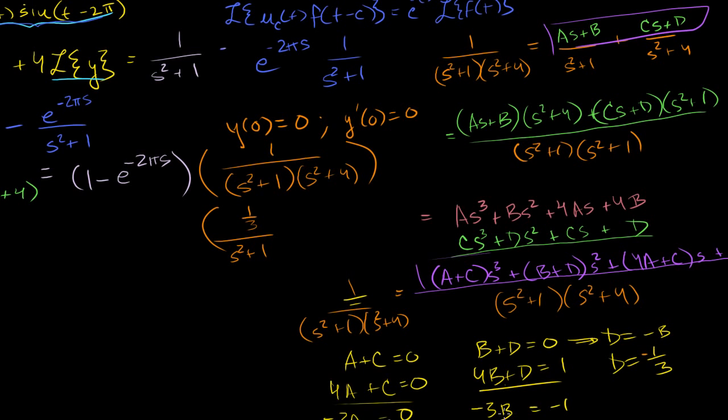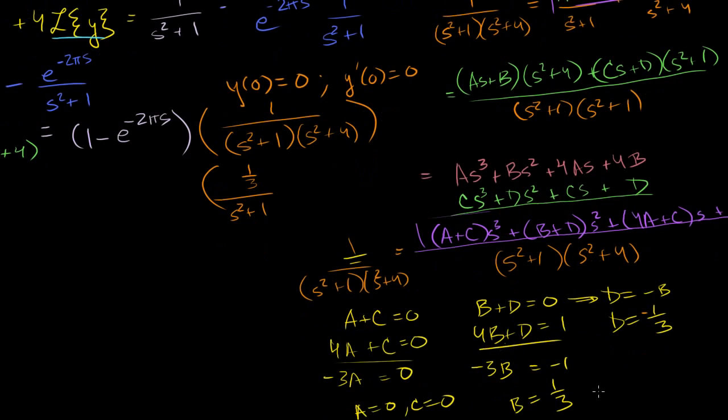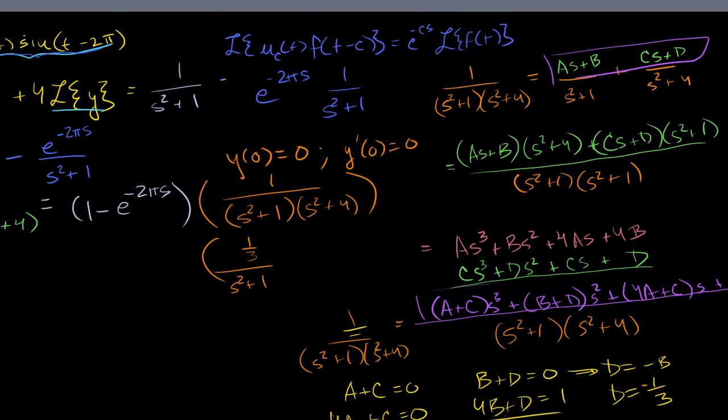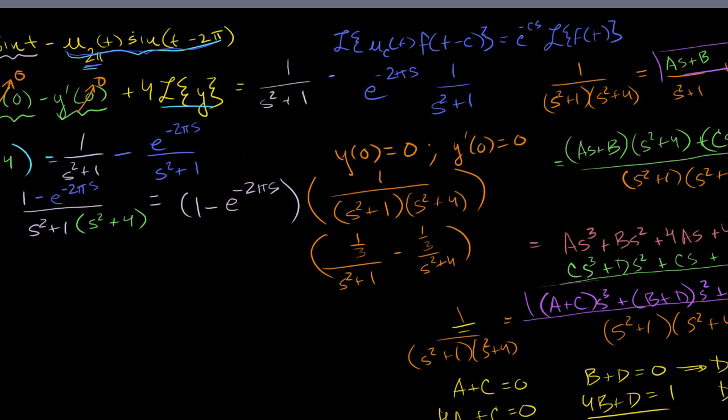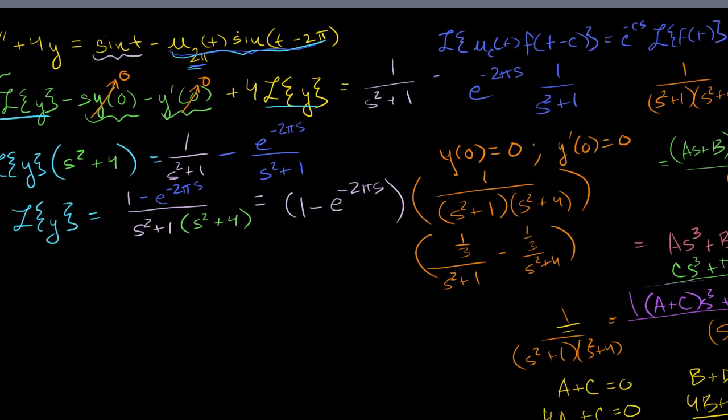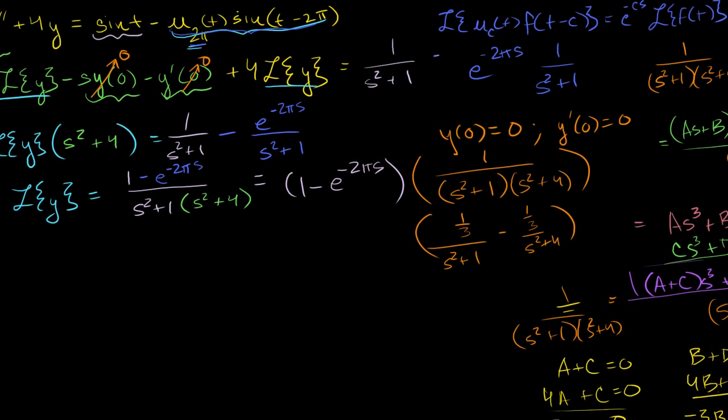Let me make sure I get that. b is 1/3, right. Sorry, b as in boy is 1/3. So d is minus 1/3. So b is a term on top of the s squared plus 1. And then you have minus 1/3 over s squared plus 4. This takes a lot of stamina to record this video. I hope you appreciate it.